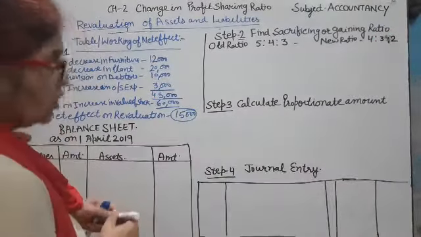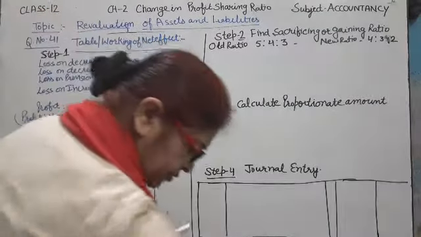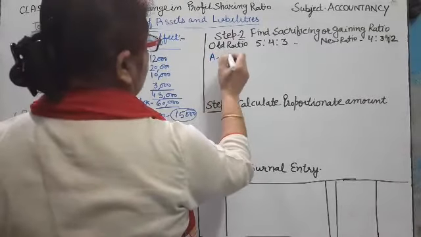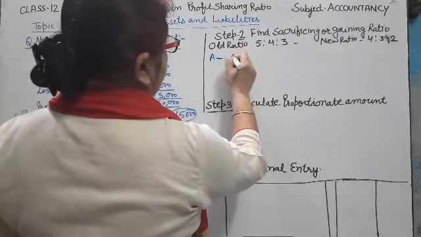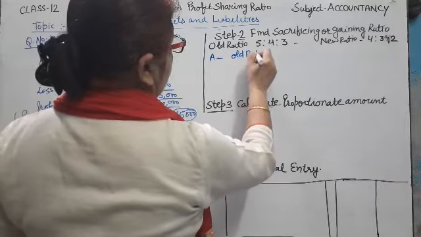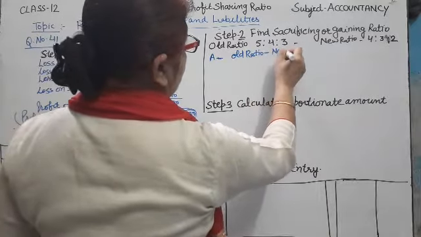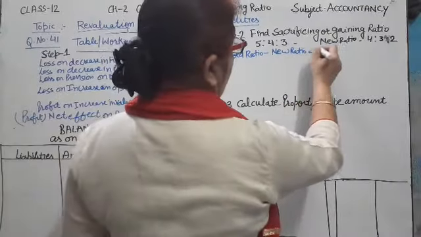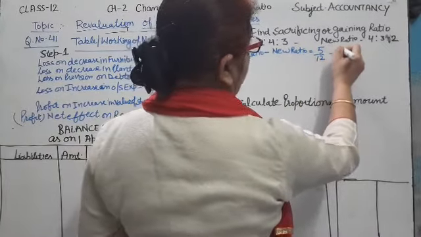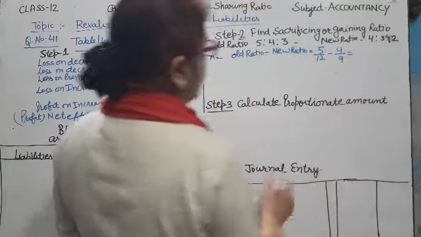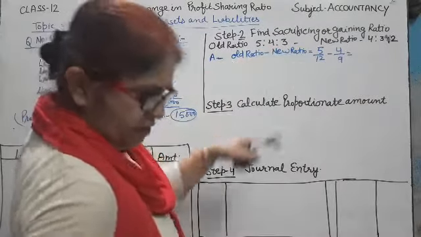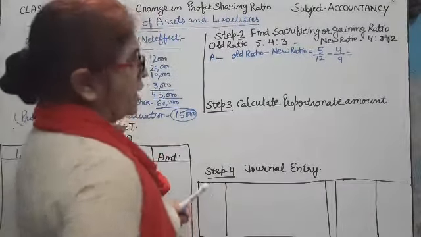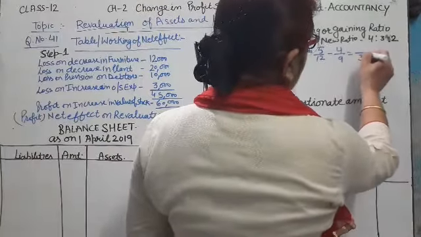Then you calculate firstly A. Use the formula old ratio minus new ratio. Old ratio minus new ratio is equal to 5/12 minus 4/9. 5 plus 4, 9 plus 3, 12. 5/12 minus 4/9. LCM is 36.